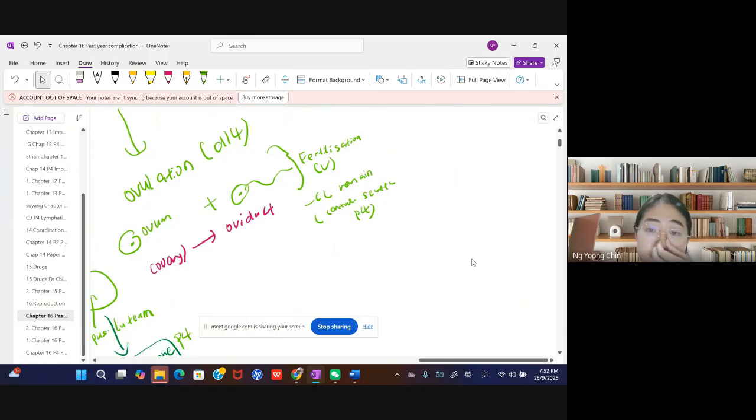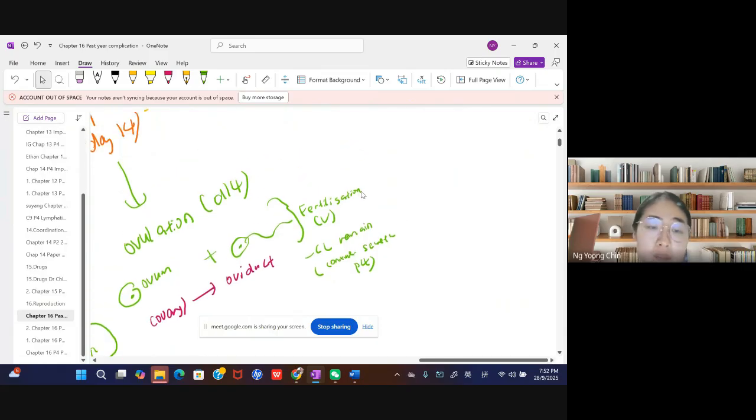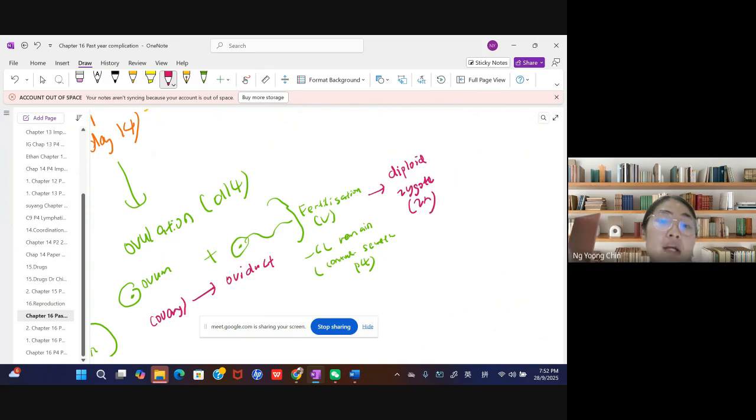So when fertilization occurs between the ovum and sperm, what will you produce? You will produce a diploid zygote, which is 2N. Remember your ovum and sperm are haploid. So now you produce a diploid zygote. Later, you will do mitosis and become an embryo. So now they become what? Embryo.